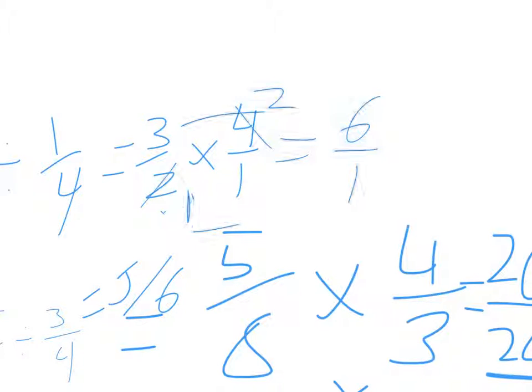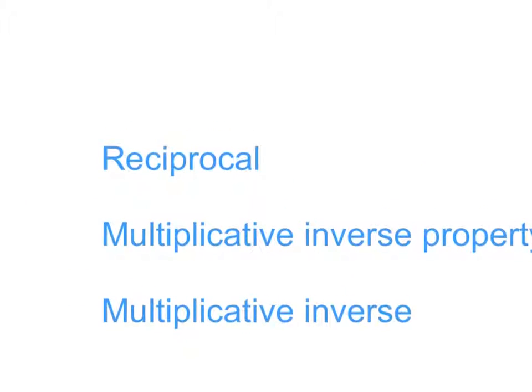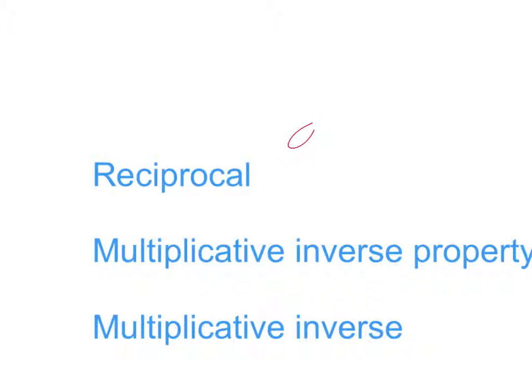Finally, I want to review the vocabulary we talked about. First, the reciprocal. Reciprocal means that if I have a fraction, say a over b, the reciprocal would just be flipping it upside down, and that would be b over a.